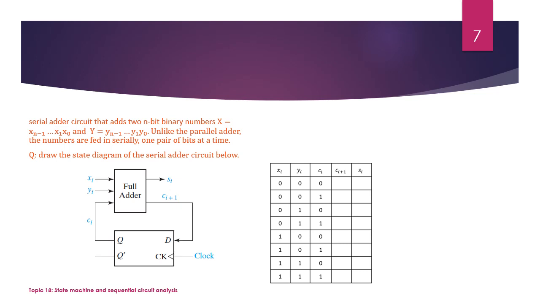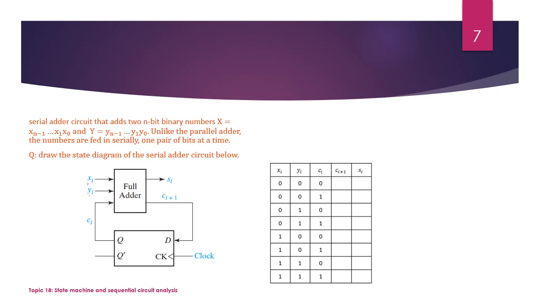We only need one full adder and one flip-flop. We can do the addition, but this time, all the data feed in serially, one pair of bits at a time. To be simple, how this works is that we have the first bit of data, or the LSB, of two numbers fed into the full adder, and the D flip-flop will be reset initially.